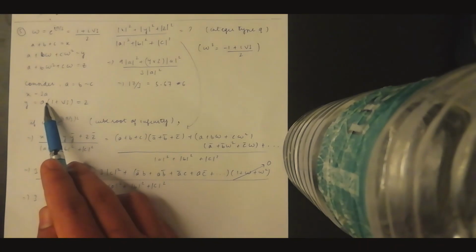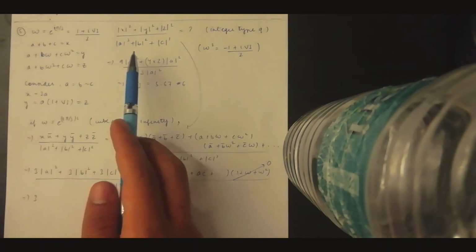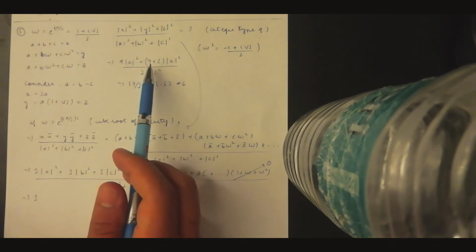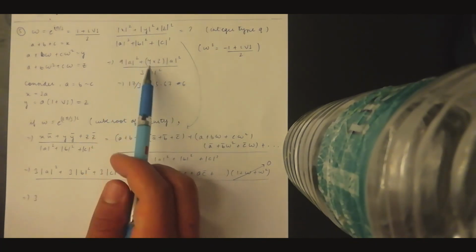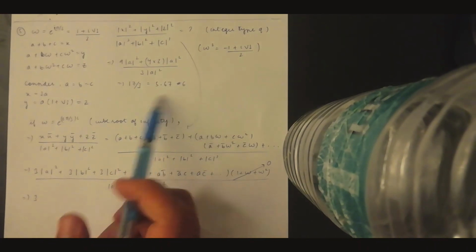So 4 mod a square. So it'll basically be x square, which is 9a square. Y square and z square are the same, so 2 into y square, 2 into 4 into mod a square, and these three are equal, so 3a square. Now you get this as 17 by 3, which can be rounded off to 6.